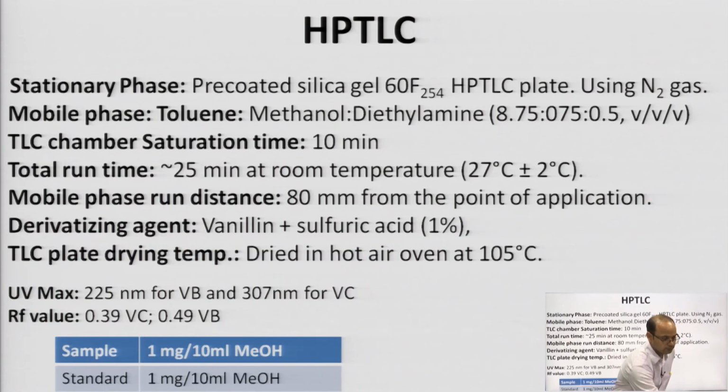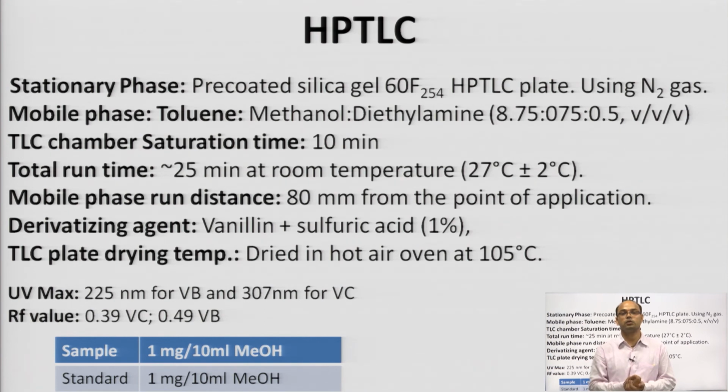Moving on to the next, this is the HPTLC analysis. Here we have used pre-coated silica gel plates. Here we have used the mobile phase toluene, methanol, diethylamine in the ratio of 8.75 to 0.75 to 0.5. So in this way we have carried out the TLC analysis. Saturation time for the chamber is 10 minutes. The total run time is about 25 minutes at room temperature, and we have run the sample up to 8 cm from the point of application.